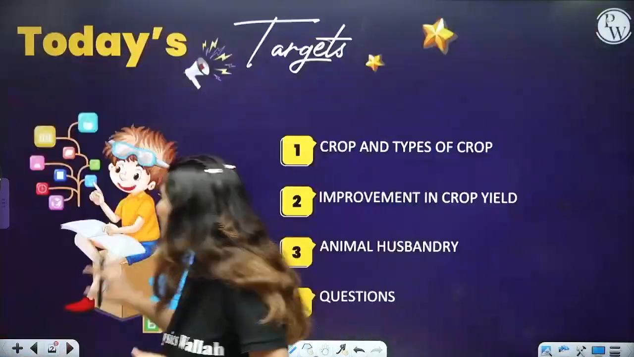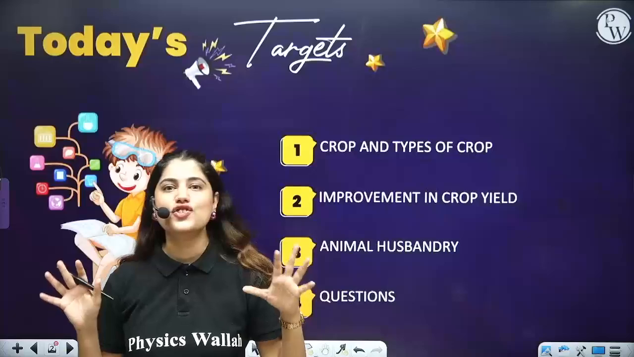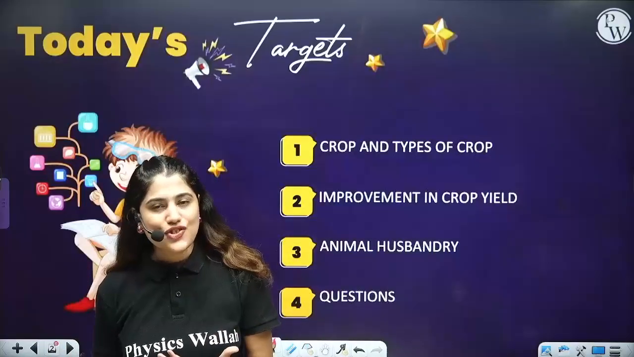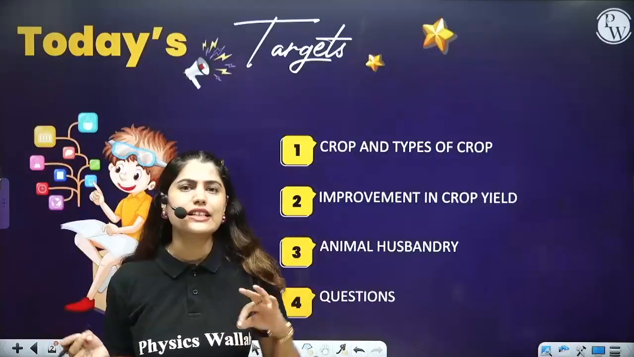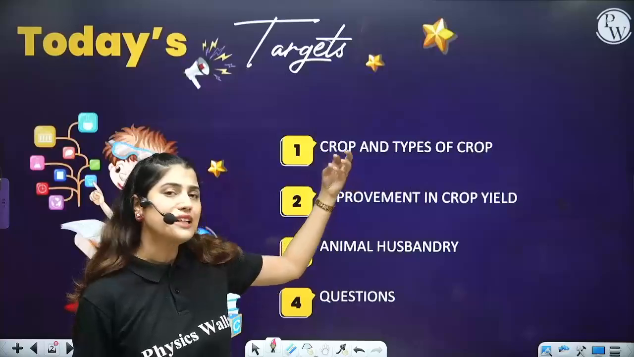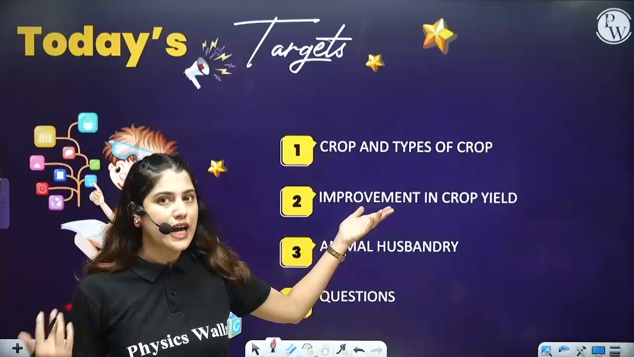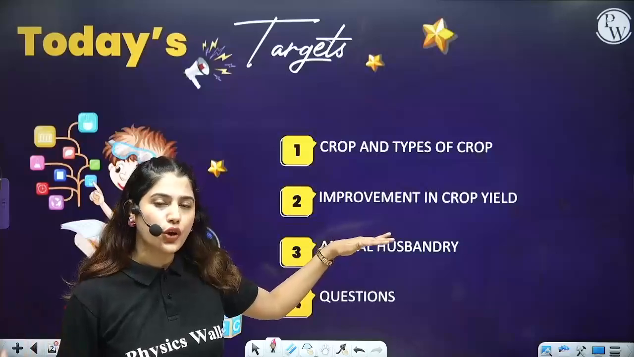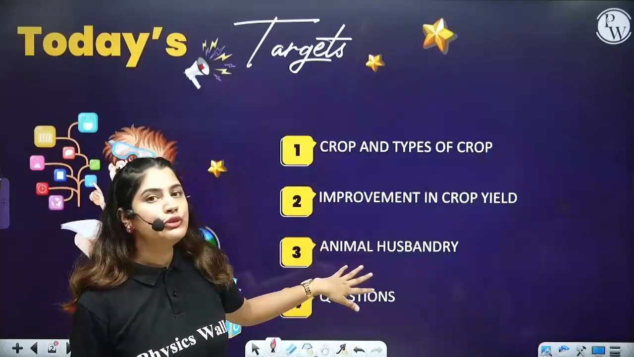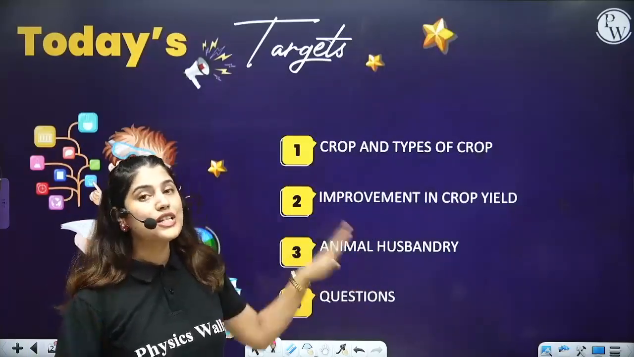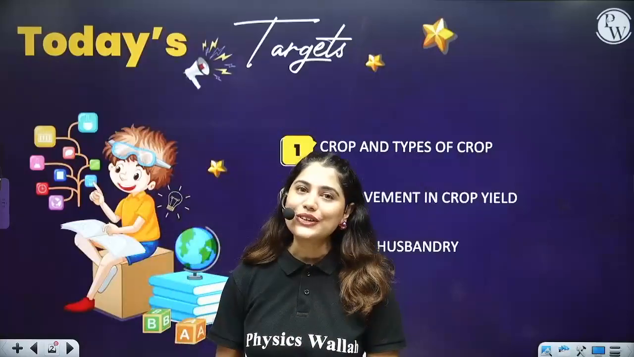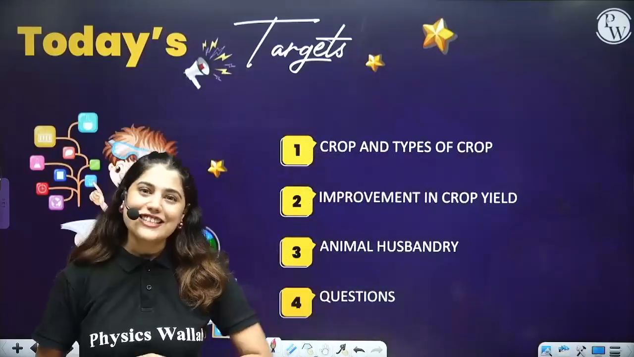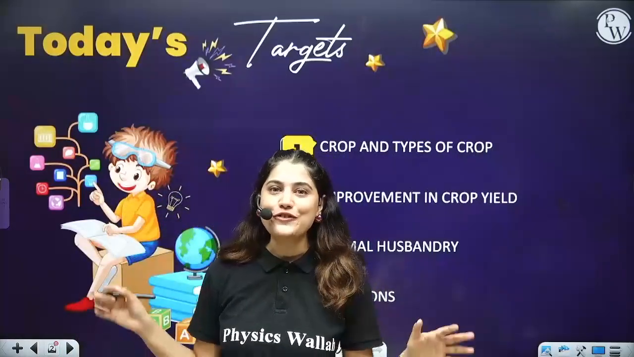So basically what we are going to deal with in this chapter, what we're going to study in this chapter. This chapter will start with what are crops and what are the different types of the crop. Then we're going to move towards how we can improve the crop yield. And lastly, we're going to move towards animal husbandry. Once we are done with all this, we're going to discuss a few questions, right? So let's get started with the very first thing.